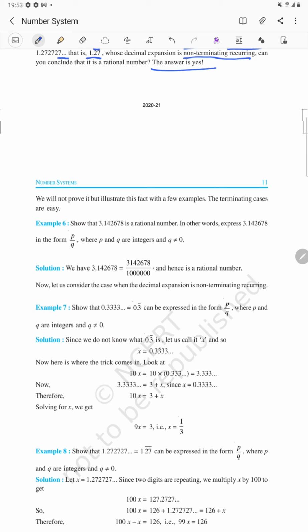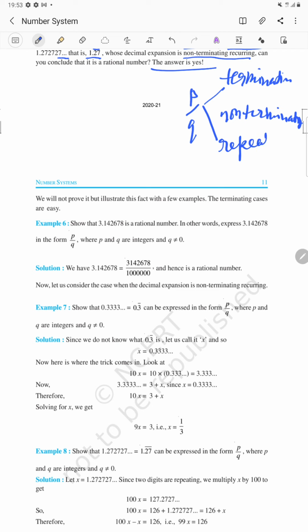So by the decimal expansions we can say, if a number is of the form P by Q, we have two types of decimal expansion. One is terminating and the second is non-terminating, repeating. These two types. Now we'll understand from these examples some opposite process, how the two cases are there.